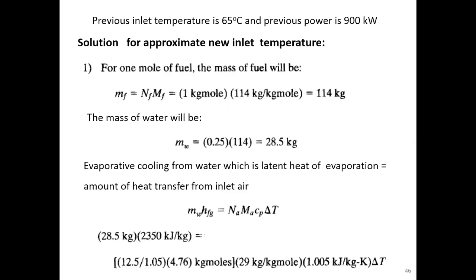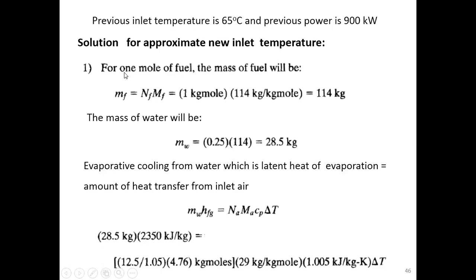Okay, so look at the previous information, right? Previous information, the inlet air temperature is 65 degrees Celsius, and the previous power from the engine is 900 kilowatt, right? This is, if we do nothing, let only the natural evaporative cooling happen. Okay, this is the inlet condition and the power we have from the engine. Okay, so let's first solve for the approximate new inlet air temperature, right?